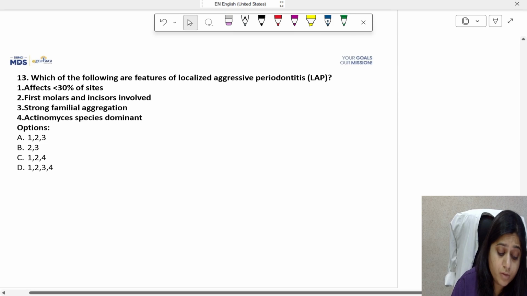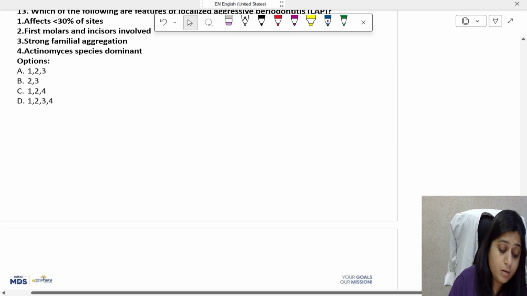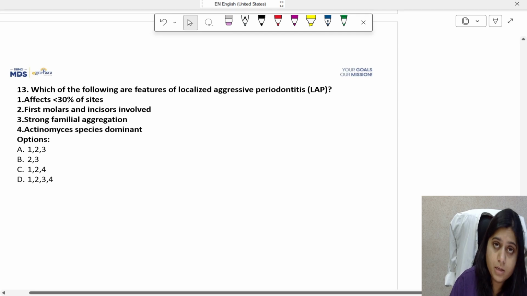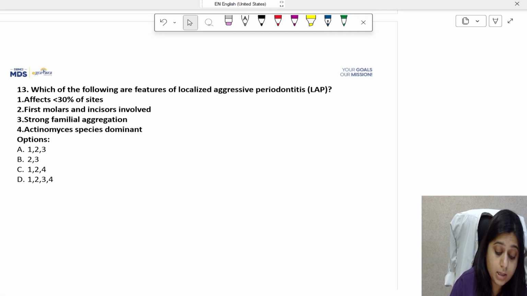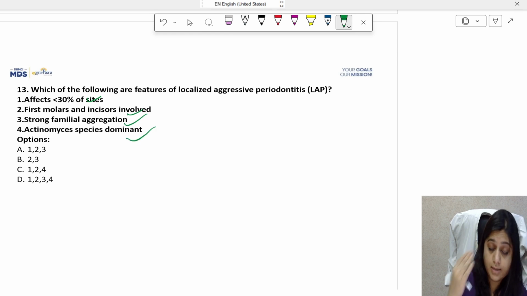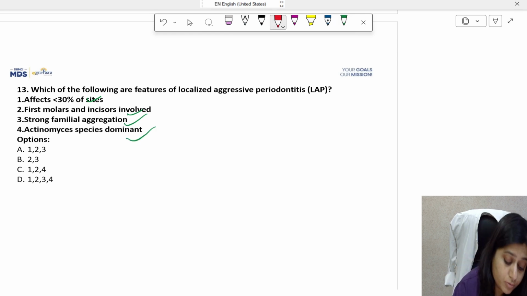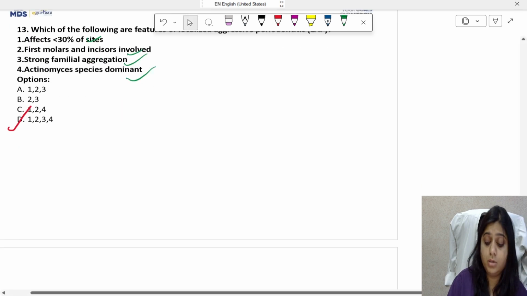Now the next question, which of the following are the features of localized aggressive periodontitis? Here, multiple answers are correct. Option one is affects less than 30% of the sites. Yes, this is true. First molars and incisors are involved. Yes, this is also true. Strong familial aggregation. Yes, and Actinomyces species is predominant. Yes, all four options are correct. The answer to this question is option D, which is 1, 2, 3, and 4.